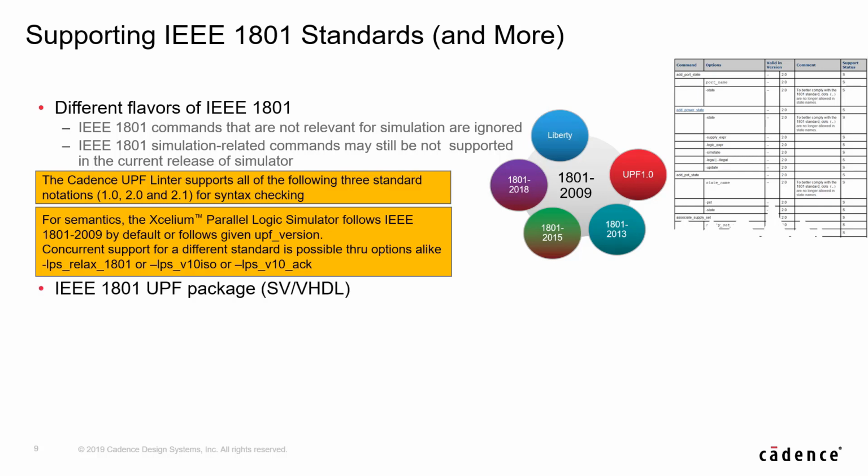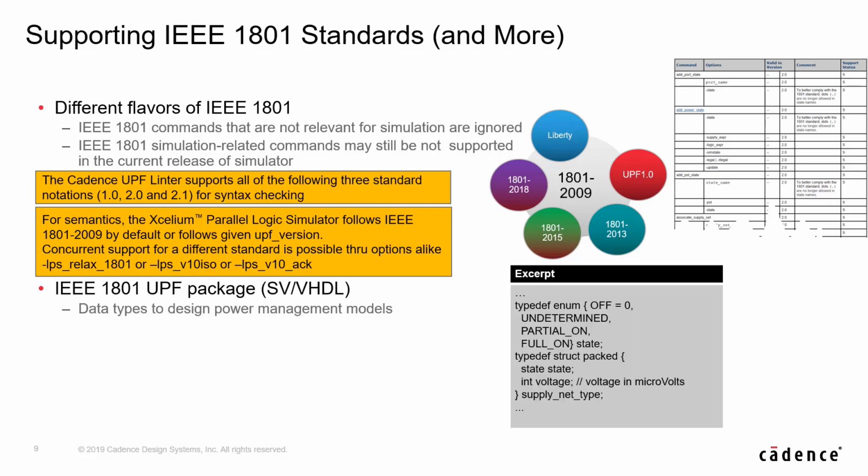Now, in the 1801, there is not only a standard. There is also a UPF package, which is written in SystemVerilog and VHDL that we are keen to implement. This UPF package provides two things. Data types to design power management. As you can see, you've got now a new type, which is supply net types. That provides you an enumerated type, which is state, that tells you whether the state is undetermined, off, or full on. And there is a voltage in microvolts.